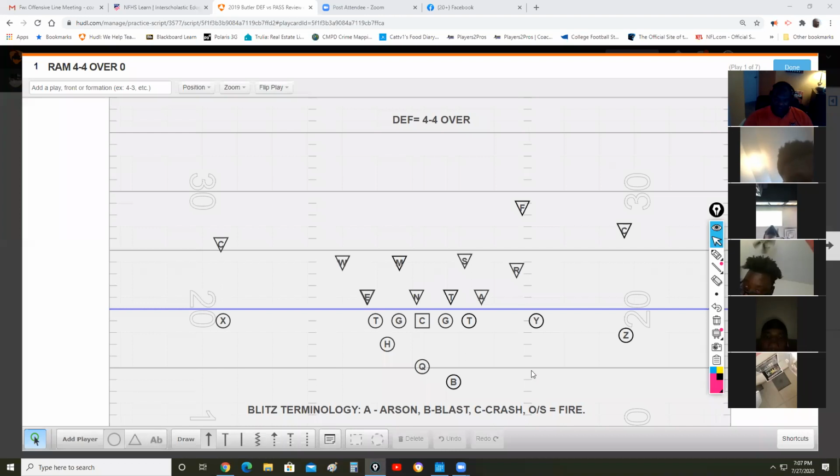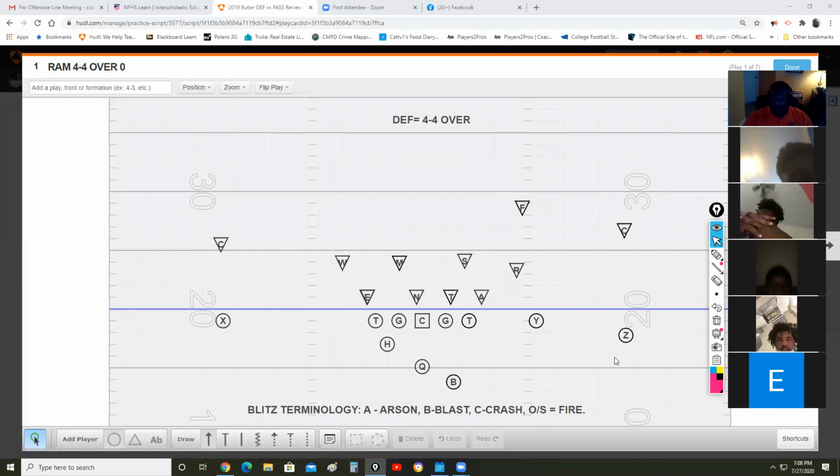All right. So let's talk about blitz terminology. The reason is I want everybody to understand that when we talk about blitz, we're all using the same language. The way we differentiate blitzes is which gap is coming through. I know this might seem like a review for everybody, but that's A gap, that's B gap, that's C gap, and anything outside of that, I guess you could call D gap. Obviously, if the tight end was over here, it'd be D gap.